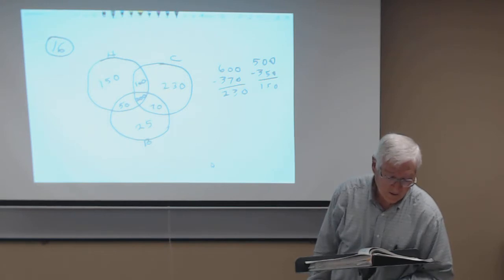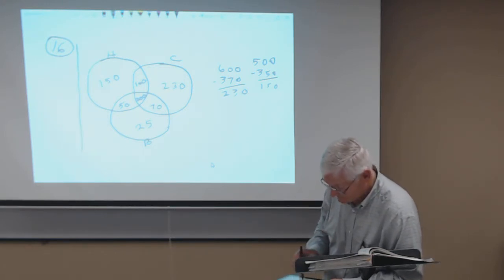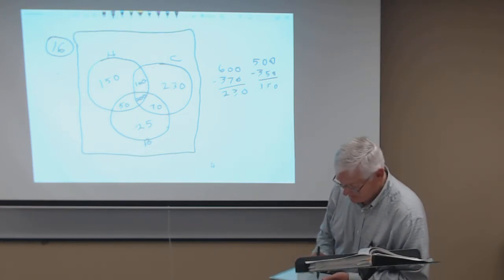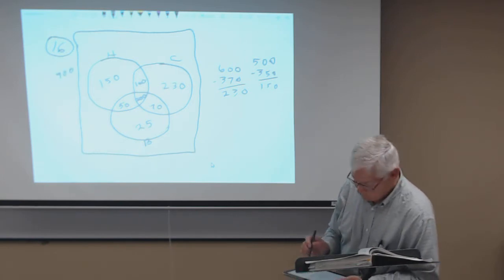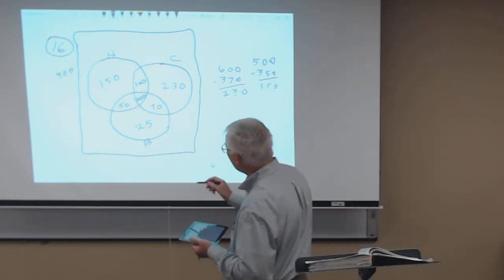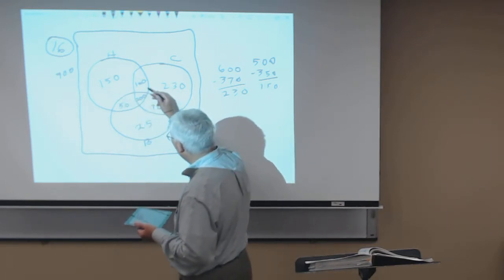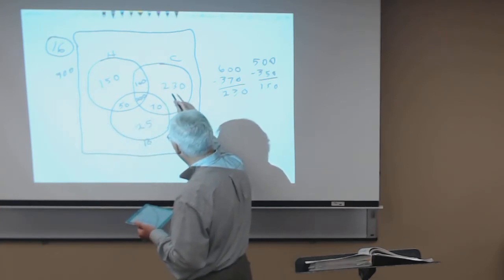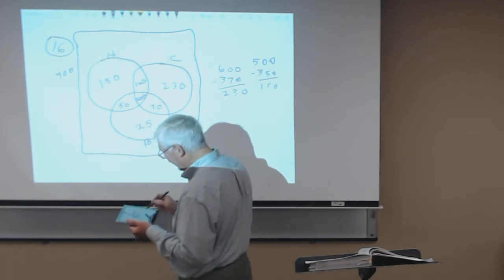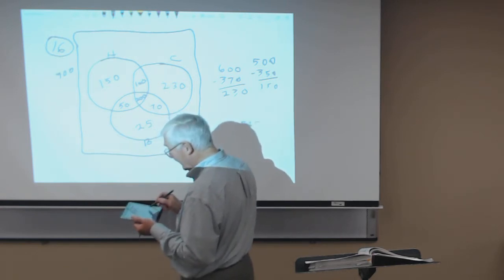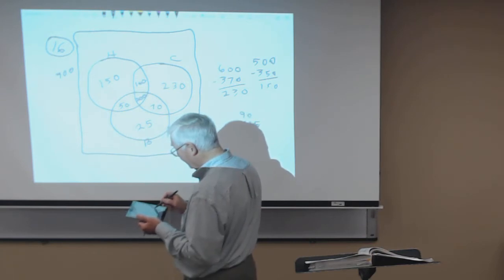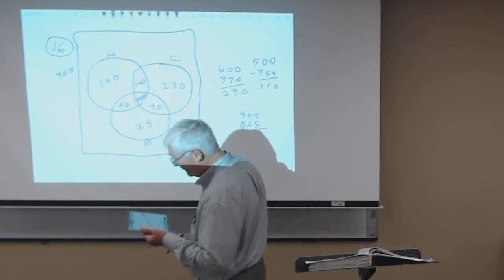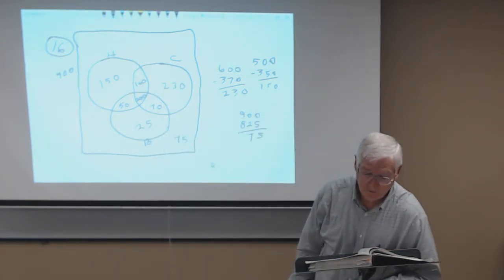How many of the workers didn't own any of these? So I draw my big box for my universe. And how many people did we start with? 900. Is that right? Yeah. What do these numbers all add up to? 150, 250, 450, 500, 730, 800. Is that 825? Mm-hmm. And I subtract that from 900. So 75 people are out here without a home, without a car, without a boat. Don't you feel sorry for them?